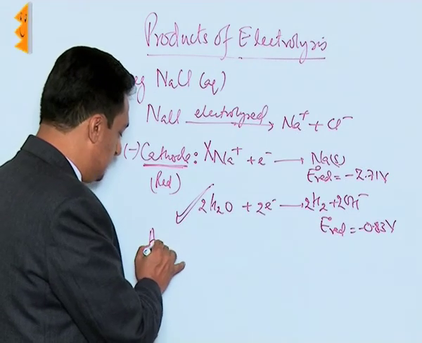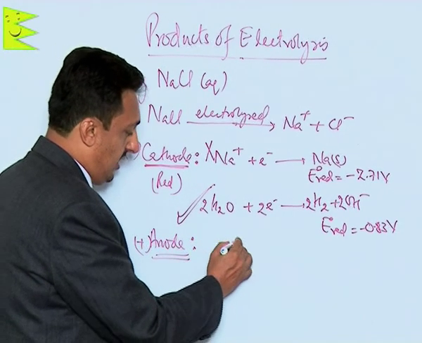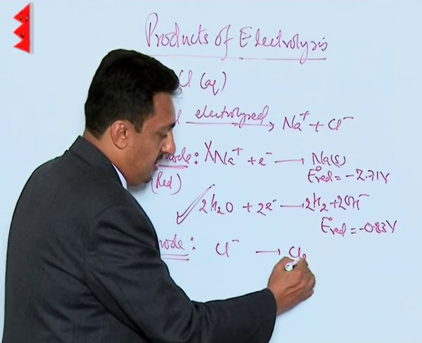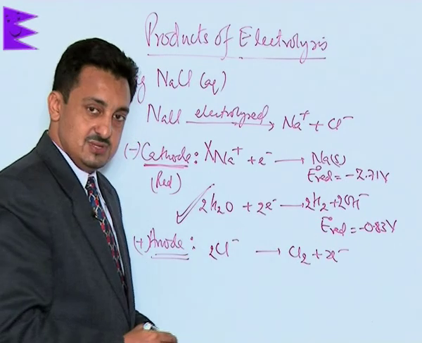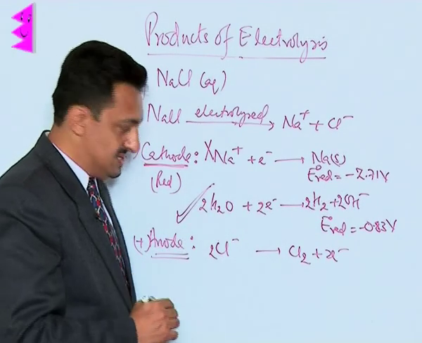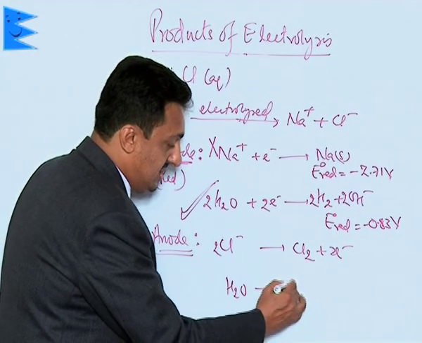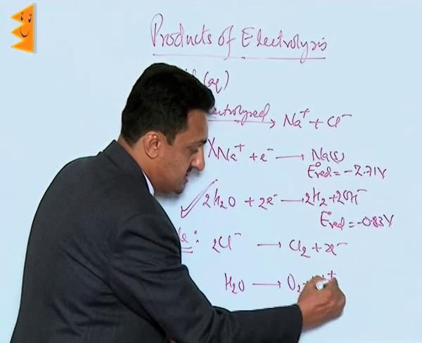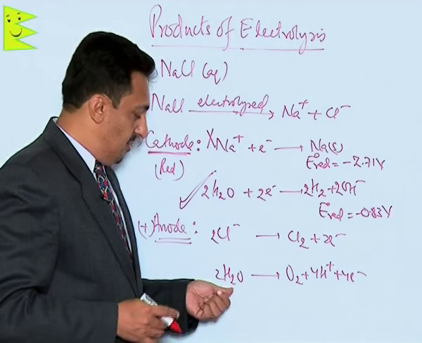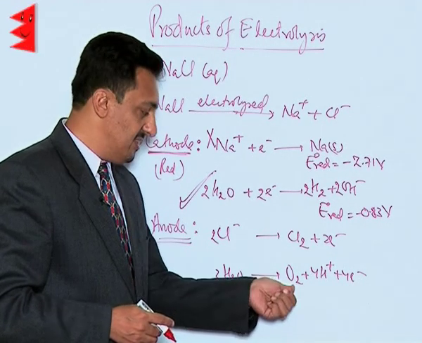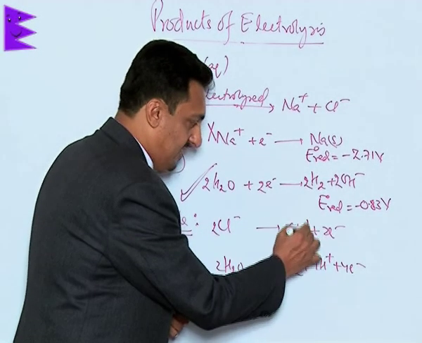Now let us see what happens at the anode. The anode is positively charged, so chloride ion can approach there and get oxidized to chlorine gas, giving out 2 electrons. Simultaneously, water can get oxidized to oxygen, giving 4H+ and 4 electrons like this. So water can also get oxidized and release oxygen gas. Chloride ion can also get oxidized and release chlorine gas. So these gases will escape out.